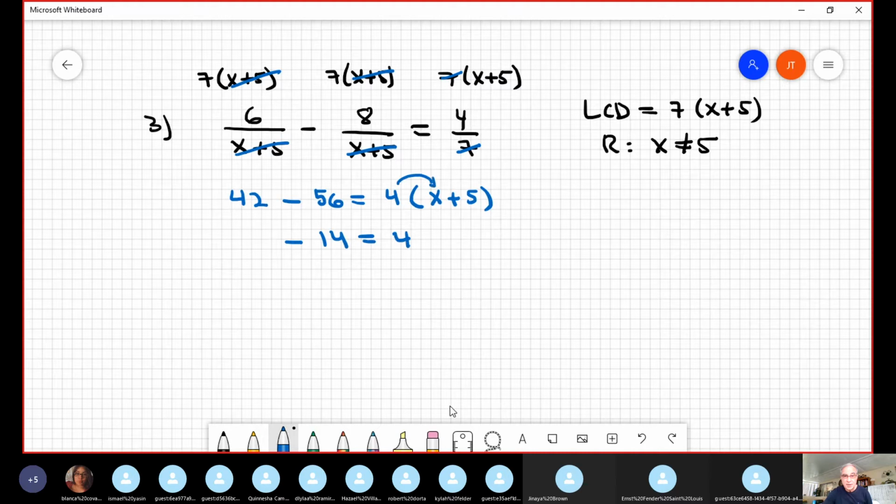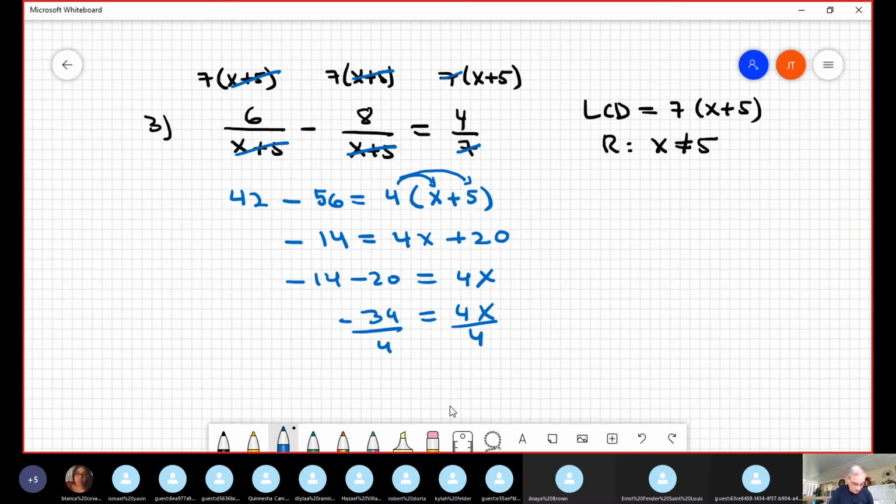Why don't you apply the distributive property to eliminate the brackets? This is one possibility. And solve for x. So I move 20 to the other side: minus 14 minus 20 equals 4x. We combine, it's negative 34. 4x divided by 4, both sides. It's negative 34 divided by 4.